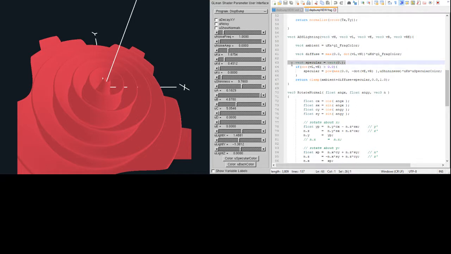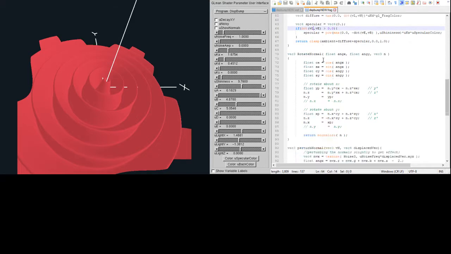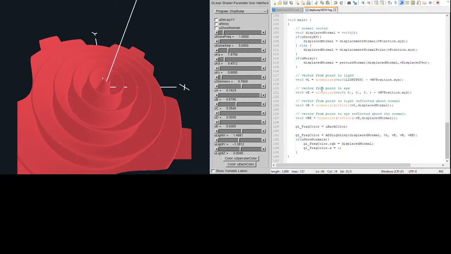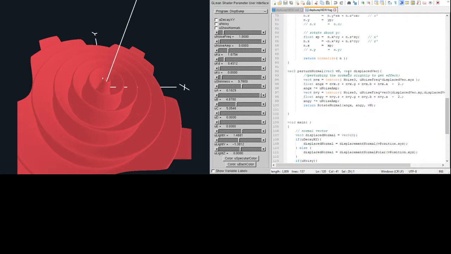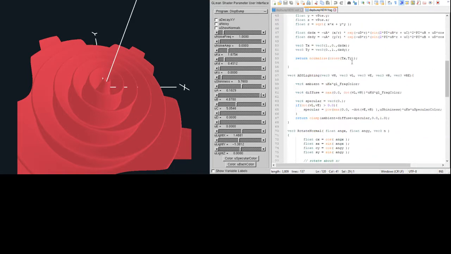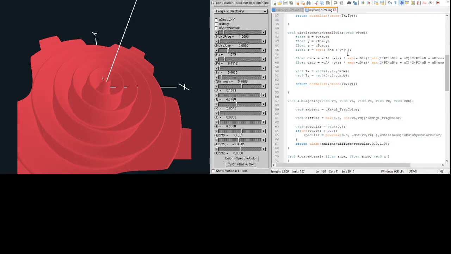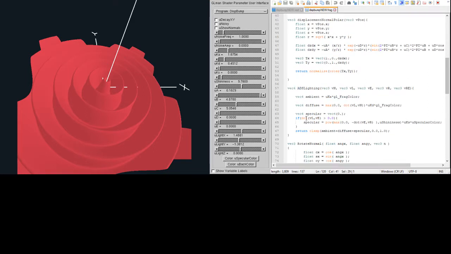Then I compute the specular. So first I set specular to 0, and I only set specular if the angle between the point to the light and the point to the eye is greater than 0, right? So the cosine of the angle is greater than 0, right?